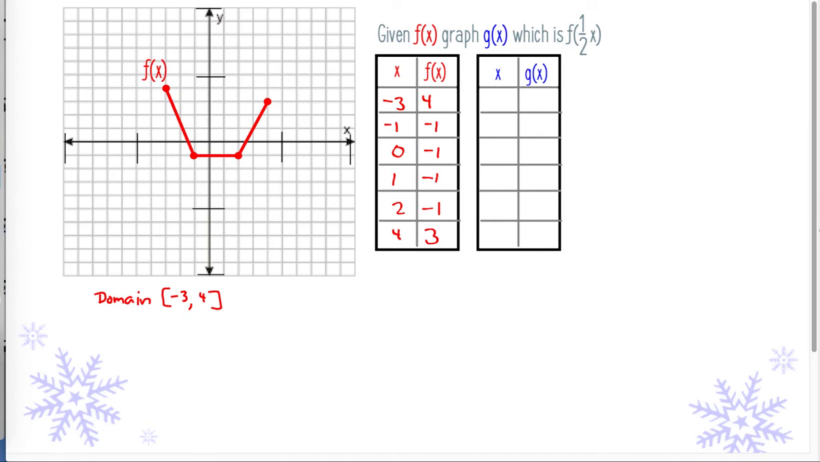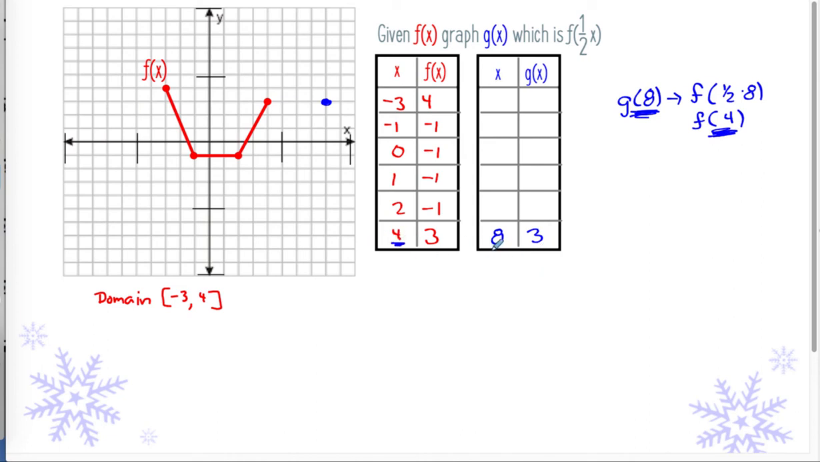All right, so I'm going to put in an 8. I put an 8 into function g, that means I go to function f, and I take half of 8. Half of 8 is 4. So when I put an 8 into function g, its output is the same output as when I put a 4 into f. There we go. When I put an 8 into function g, the output will be a 3.